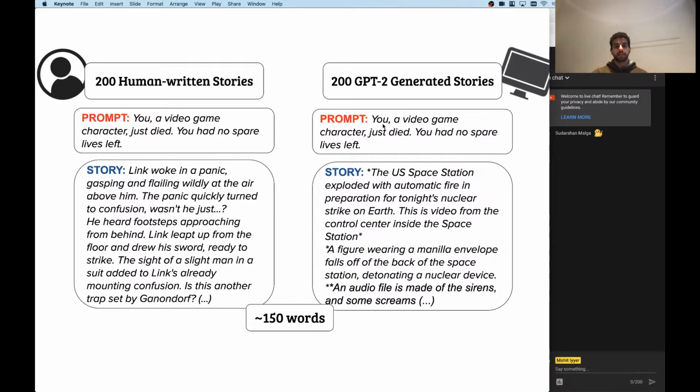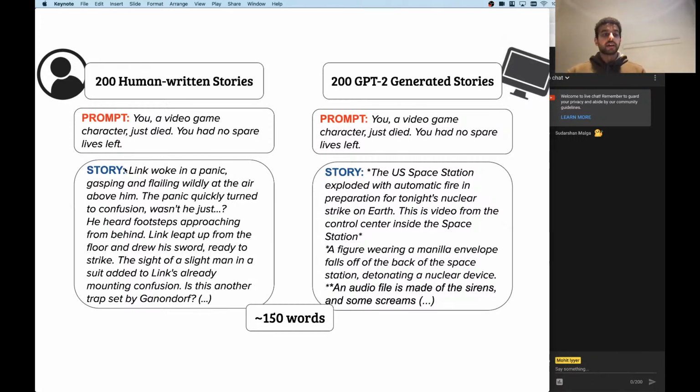So here, given this video game character prompt, the generated story from GPT-2 is: "The US space station exploded with automatic fire in preparation for tonight's nuclear strike on Earth." I'm not sure why that would happen. "This is video. Here's a figure wearing a manila envelope," which doesn't make sense. "Falling off the back of the space station somehow while detonating a device. An audio file is made." I mean, it doesn't really make sense. It's not coherent. It's probably not very relevant to this prompt.